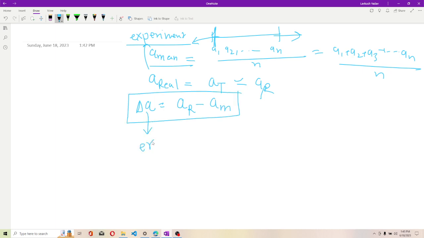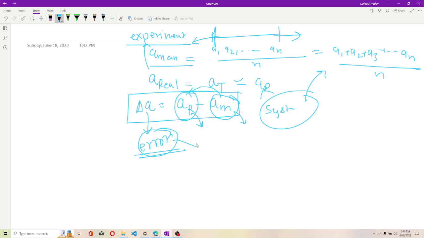Why? Because whatever we have measured can have some differences from its real result, because you cannot say that this is the exact result. There can be some systematic problems in the system, which I have already talked about. So this error is called the absolute error. Now you know what absolute error is.